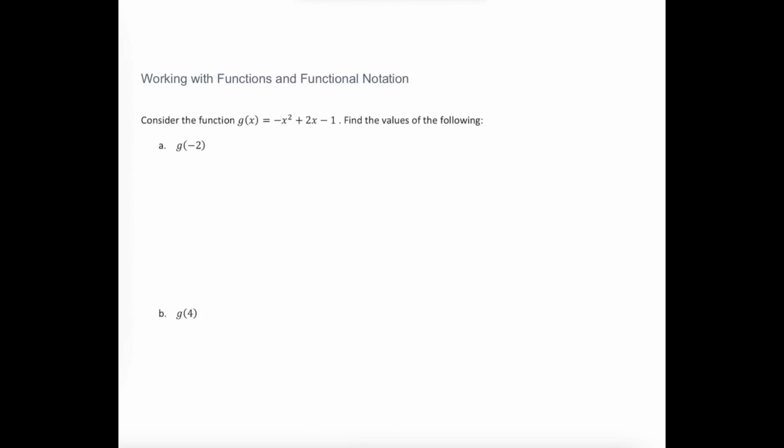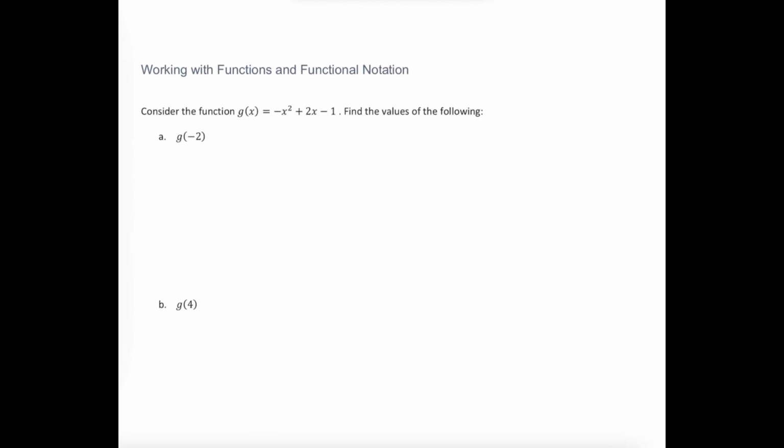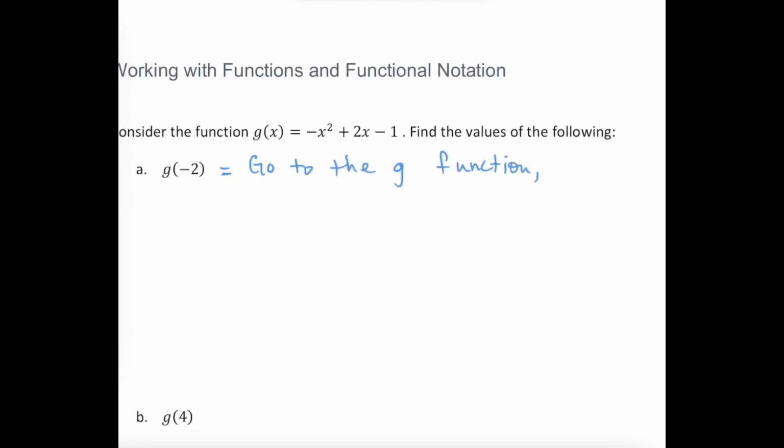So let's take a look at how we would use functional notation. Here we have a function, and this reads g of x is equal to negative x squared plus 2x minus 1. And we want to find the following values. Now, when we see this notation here, g of negative 2, basically it means that we go to the g function, or the function whose name is g, that's this guy, and then we're going to plug in whatever the x value is that is indicated inside here.